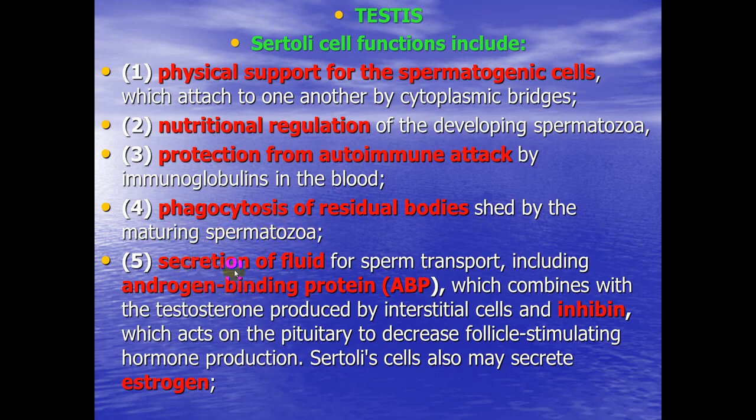Also Sertoli cells secrete fluid for sperm transport, including the androgen binding protein, ABP, which combines with the testosterone produced by interstitial cells, and Sertoli cells also produce the hormone inhibin, which acts on the pituitary to decrease follicle-stimulating hormone production. And also Sertoli cells secrete some estrogens, female sex hormones.